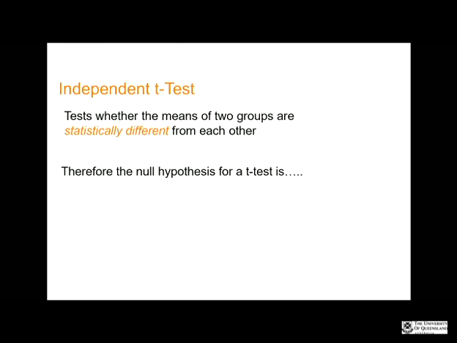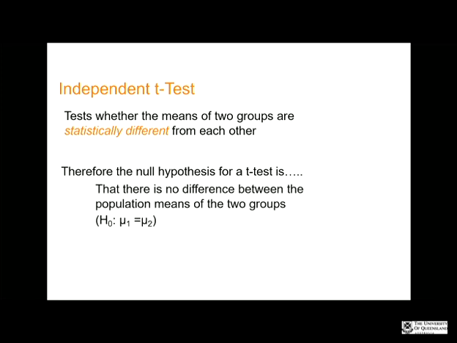So, the independent t-test. We're checking whether the means of two groups are statistically different from each other. In our chocolate example before, we wanted to test the differences between pre and post, so it was a paired test. Is that statistically significant? Therefore, the null hypothesis is that there's no difference, so the mean of one of our groups is equal to the mean of our second group. That's our null hypothesis: no difference between the population means or the sample means of the two groups.